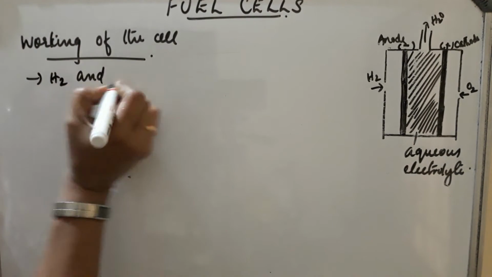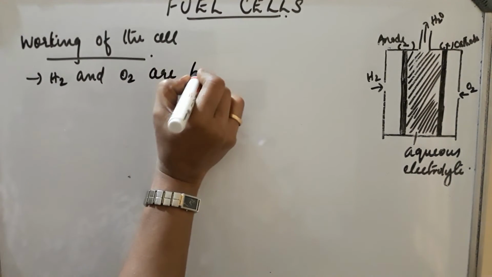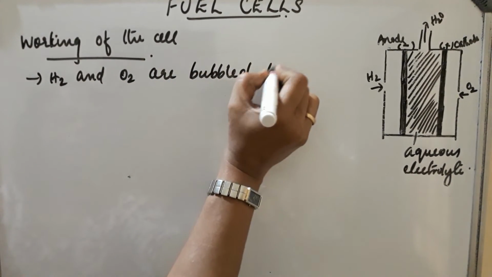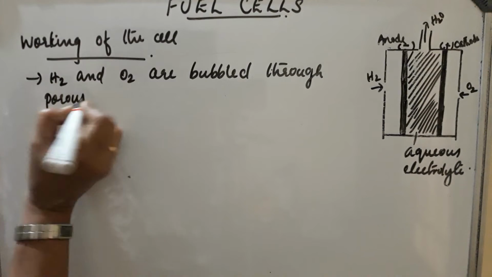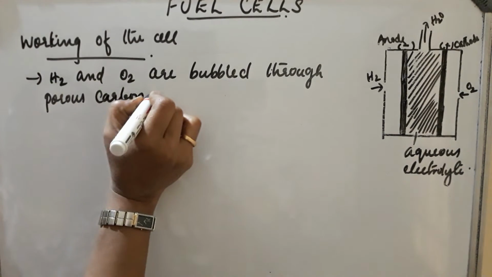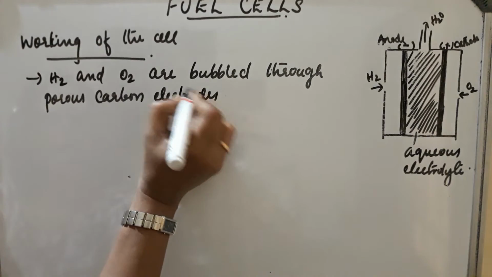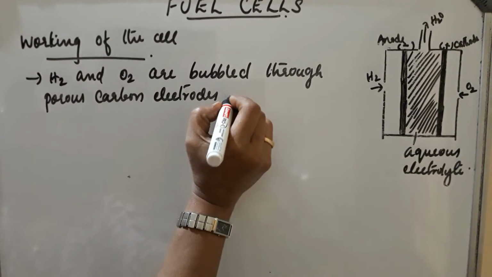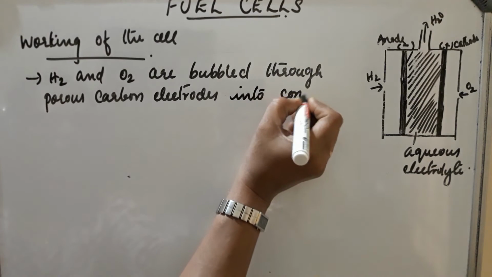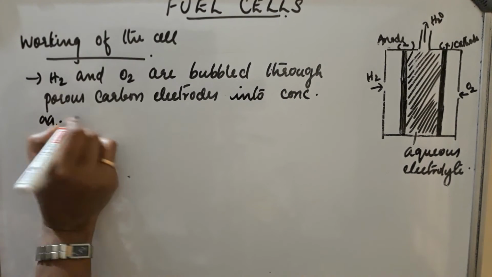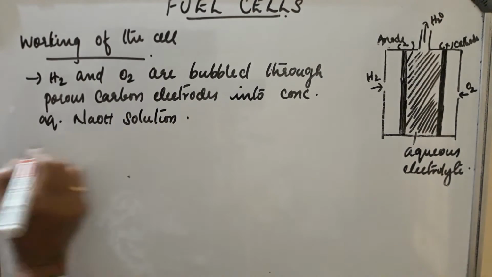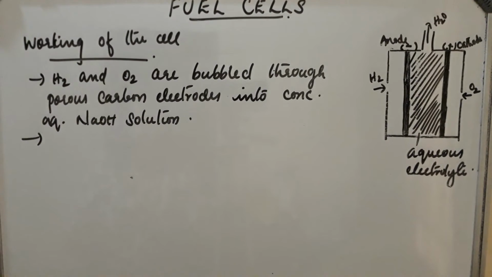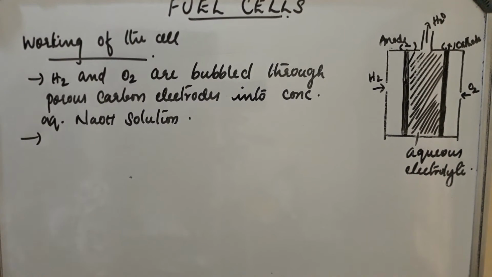Hydrogen and oxygen are bubbled through porous carbon electrodes into concentrated aqueous NaOH solution. Now, what happens? The reaction is taking place. Also, here catalysts are used.